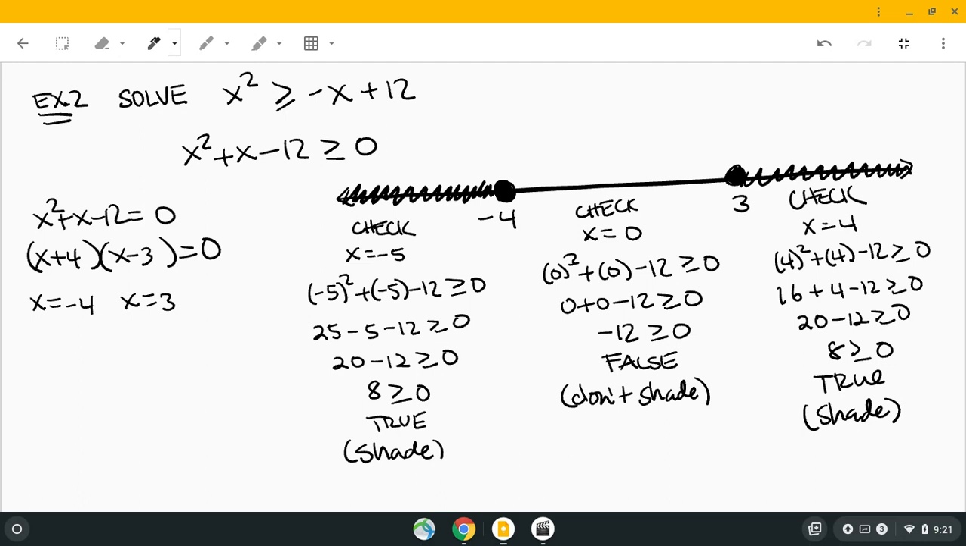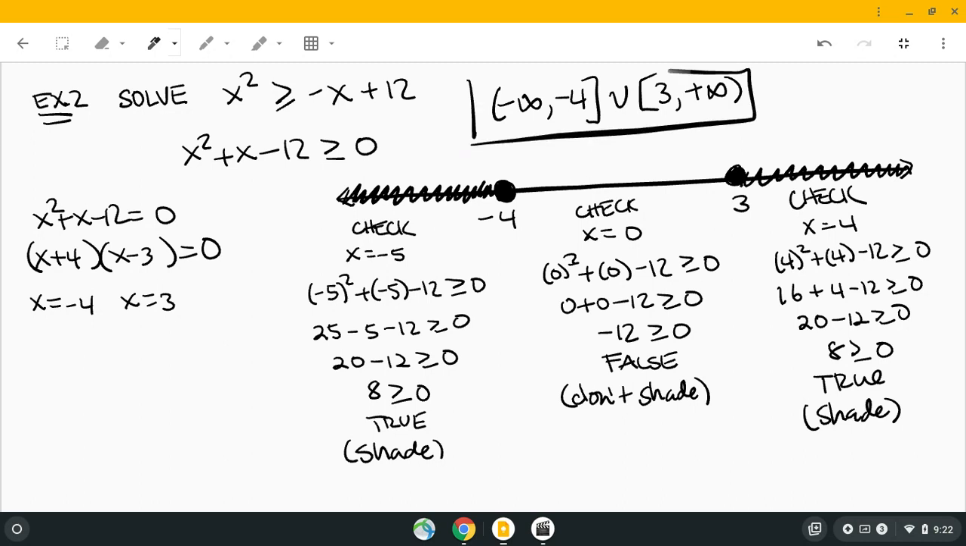Okay, so we have these two regions. We have two regions that are shaded. So I need two intervals to describe the two regions. So this region is negative infinity to negative 4. Okay, so negative infinity to negative 4 bracket. And then this region over here is positive 3 to positive infinity. So positive 3 to positive infinity. So this is how you would write your answer. Okay?